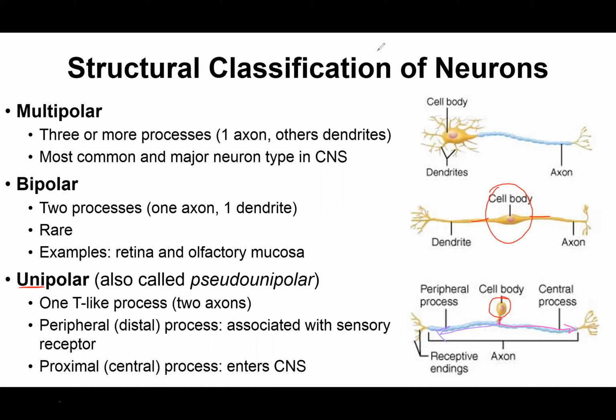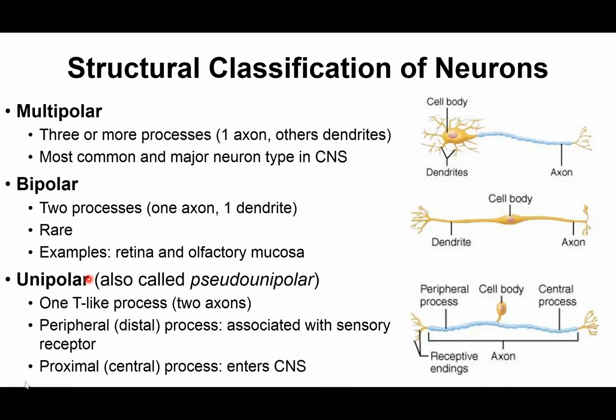Okay. And these axons are going to have different names here. We're going to have the peripheral or the distal process, and the peripheral process is going to be the one that's associated with the sensory receptors. And then the central process or the proximal process over here on the right is going to be the one that enters the central nervous system. So those are the structural classes of neurons, and structural just means how they look. These are the three different ways that they might look, though I will say that carefully because there are always exceptions. Some of them might look slightly different, but these are the three general classes of structurally classifying neurons.